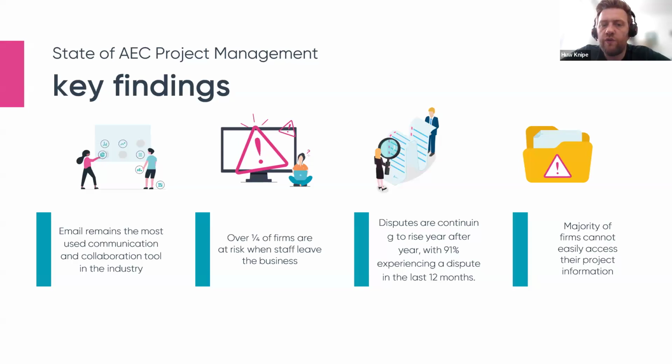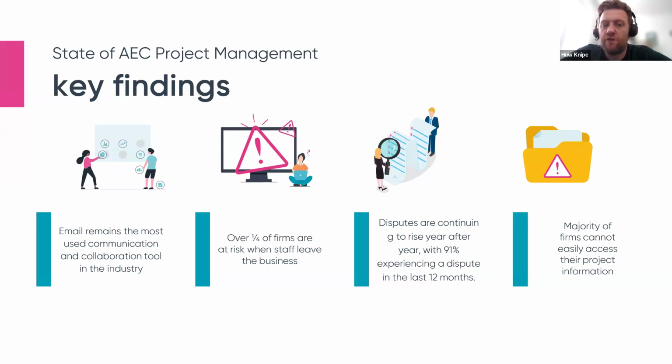Secondly, over a quarter of organizations are at risk when staff leave the business. Our research has found that more firms are aware of the importance of filing emails as part of the offboarding process when people leave the business than last year. In 2022, less than half of respondents indicated that employees were required to file all project-related emails into a central location. This year, that number has risen to 58%, which is great to see. But unfortunately, 28% of businesses still do not require emails to be filed, and so this information is lost.